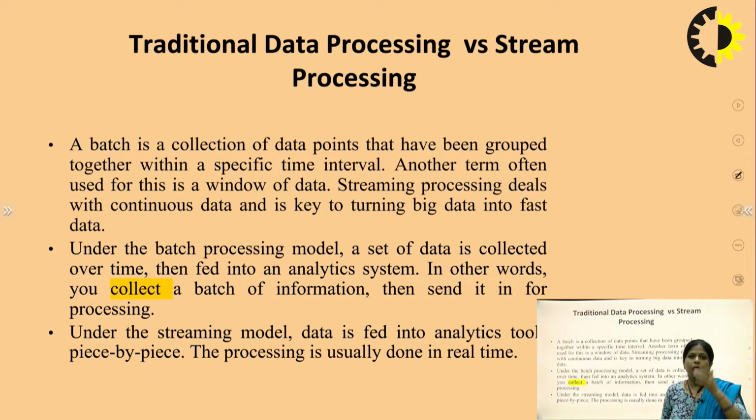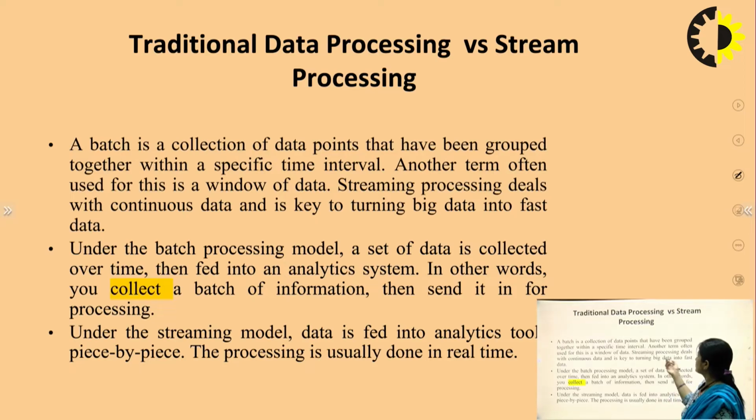Now, before going further, there is a difference between traditional data processing and stream processing. So what is the difference? Here we see batch processing, where a batch is a collection of data points that have been grouped together within a specific time interval. Another term often used for this is a window of data, right?